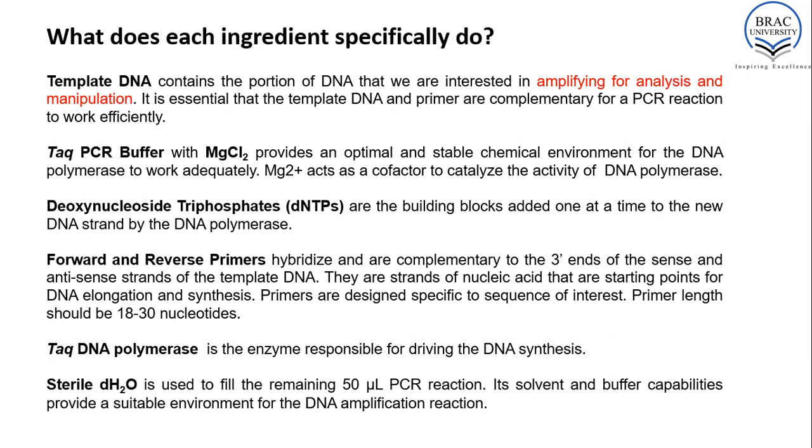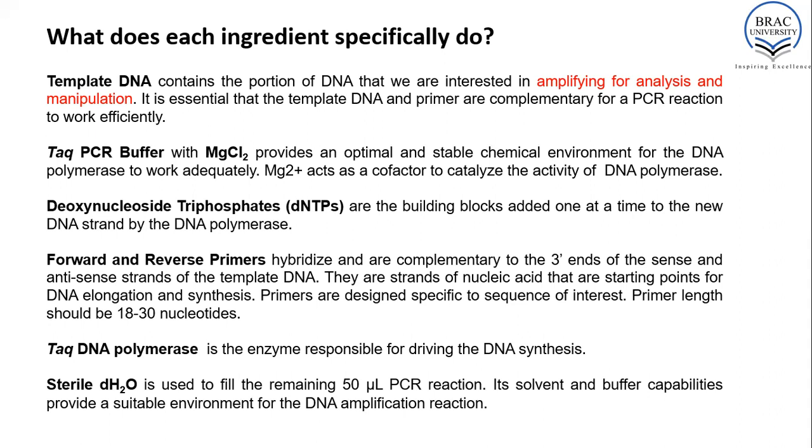Then we need to use the buffer with magnesium chloride. The buffer is used to maintain the pH of the reaction. And magnesium chloride has a very important role in the PCR experiment. All thermostable DNA polymerases require a free divalent cation, and that is usually magnesium, for their activity.